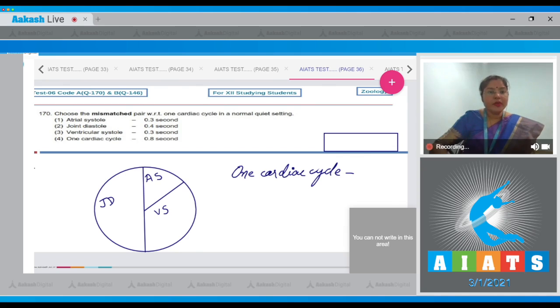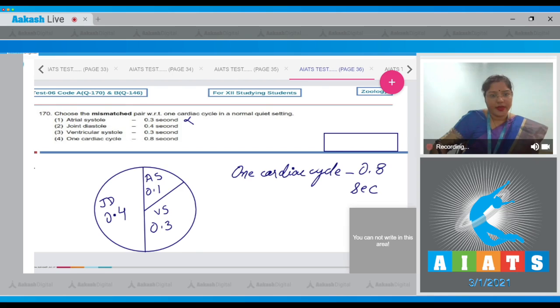Question number 170. Choose the mismatched pair with respect to one cardiac cycle in a normal quiet setting. Time of one cardiac cycle is 0.8 seconds. Atrial systole occurs for 0.1 second. Ventricular systole occurs for 0.3 seconds while joint diastole occurs for 0.4 second. Now let's see the options. First option, atrial systole 0.3 second. This is incorrect because atrial systole occurs for 0.1 second. So the mismatched pair is option number 1 and this is the correct answer to our question.